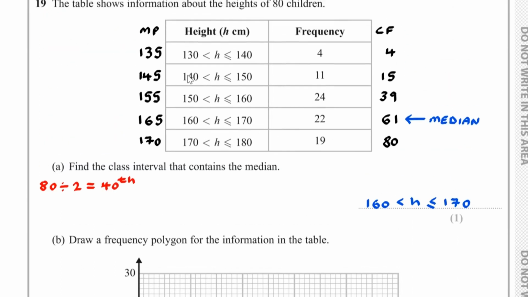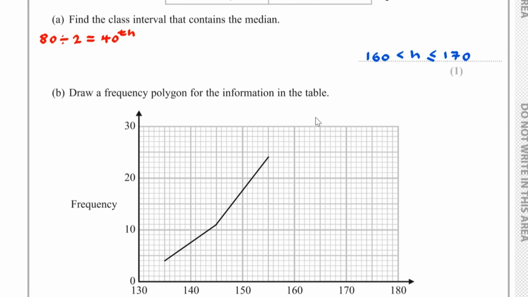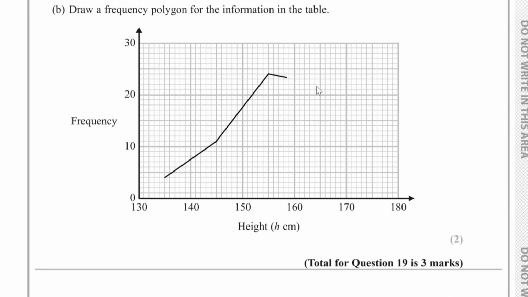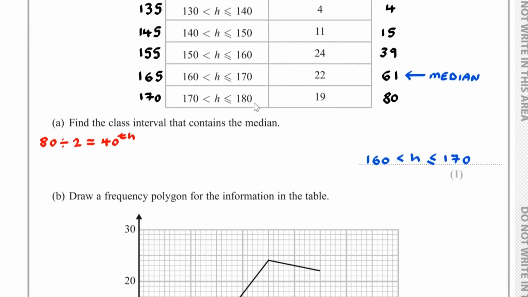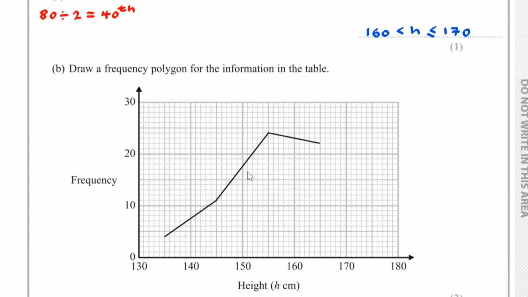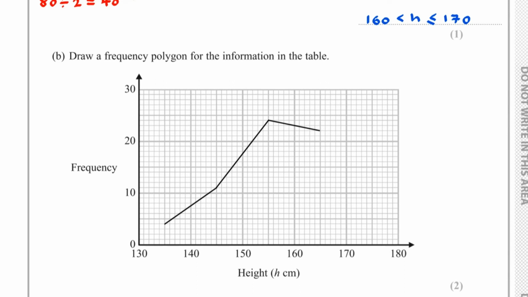Then I've got 165, 22. So 165, 22 is over here. And then I've got 175, rather, 19. So joining that up, 175 and 19 is over here. So here is the completed cumulative frequency polygon.